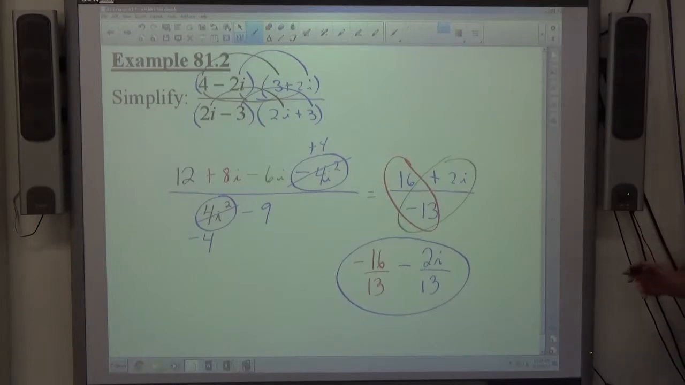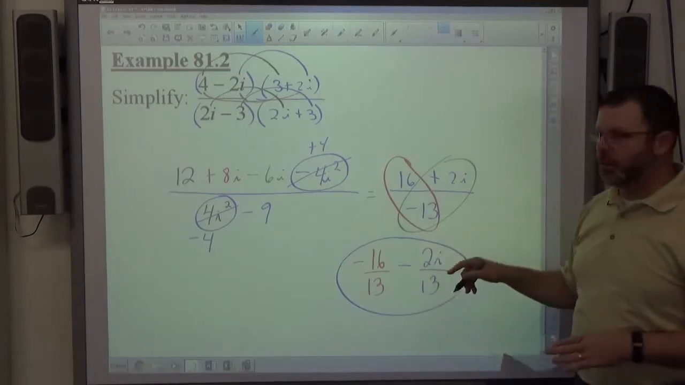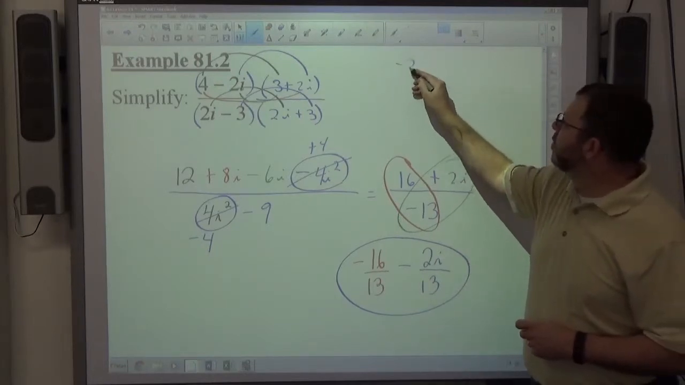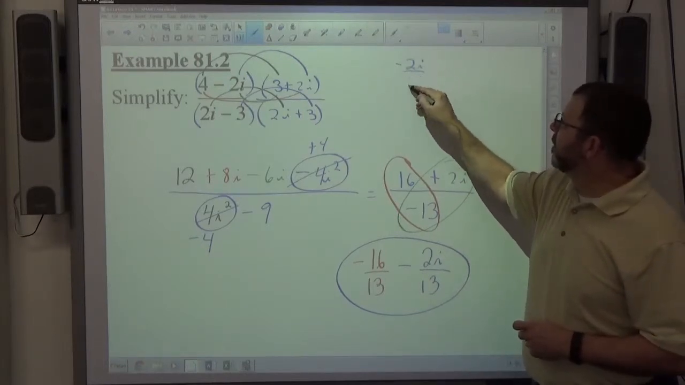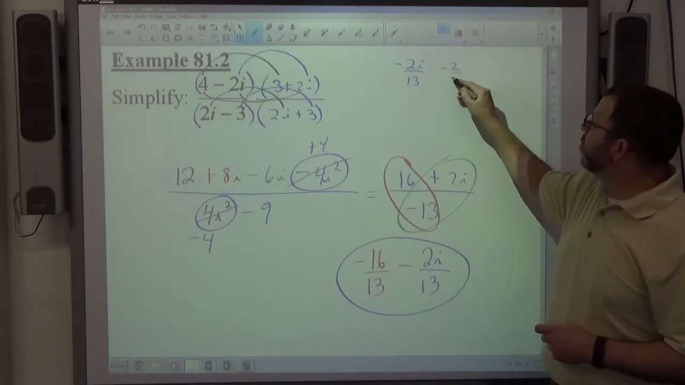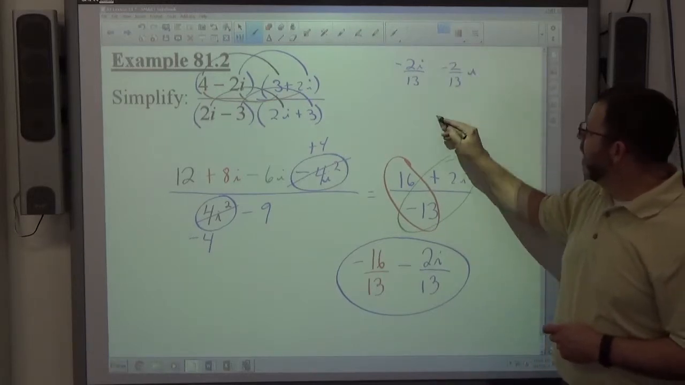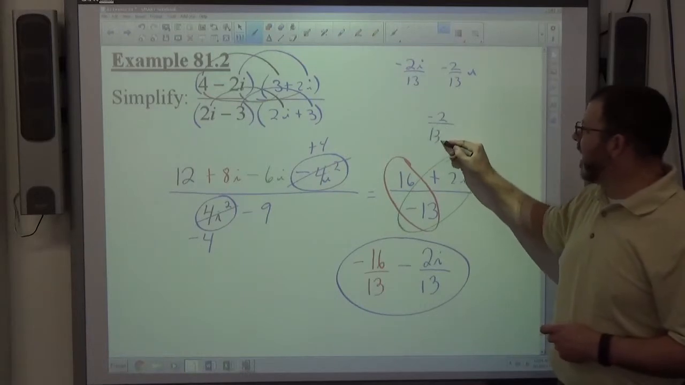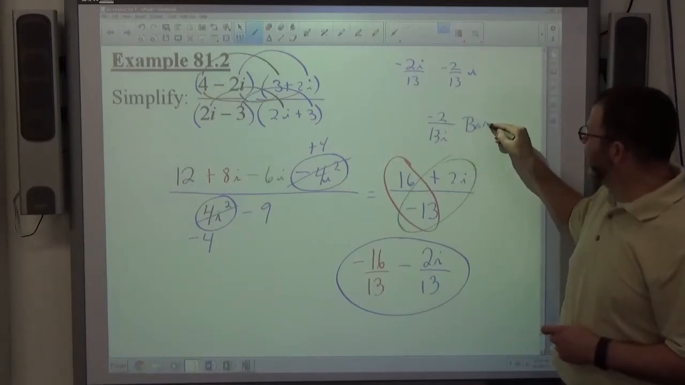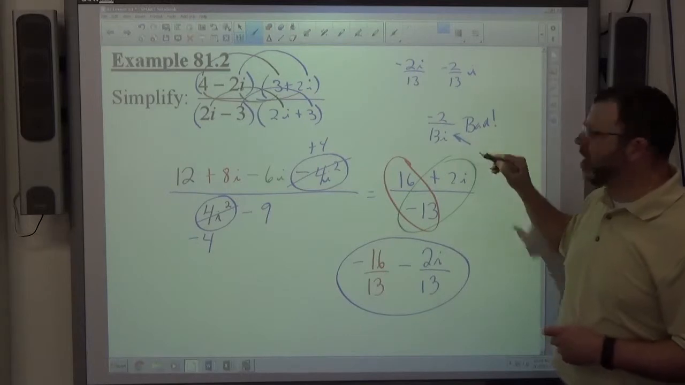Now, one thing I wanted to mention before I finish this problem up is this imaginary answer that we're writing. -2i over 13, or -2/13 i, like that. Those are both good. -2 over 13i is bad. Make sure that I doesn't end up in the denominator.